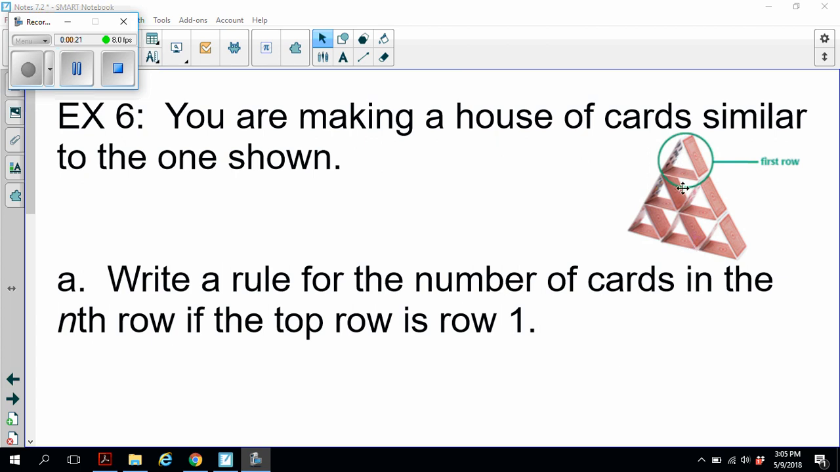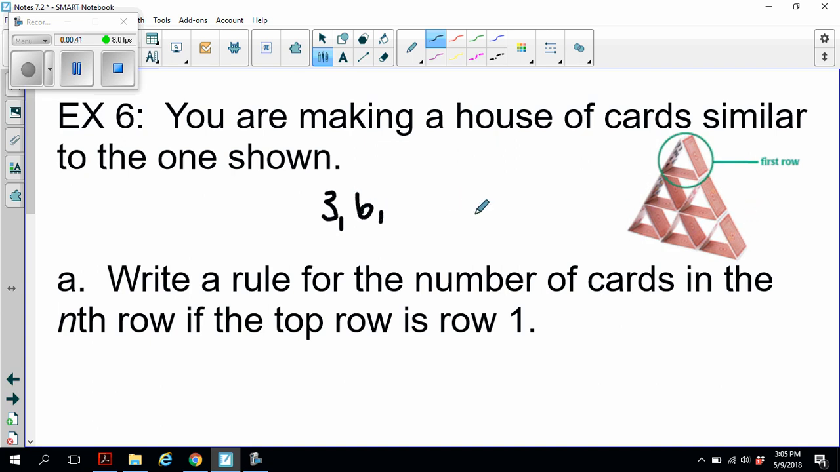Basically, if you see, we have 1, 2, 3 rows. We're going to figure out how many cards are in each of those rows. If we count here and we look in our first row, we have 1, 2, 3 cards. Now in our second row, we have 6 cards. And then in our last row, we should have 9 cards.